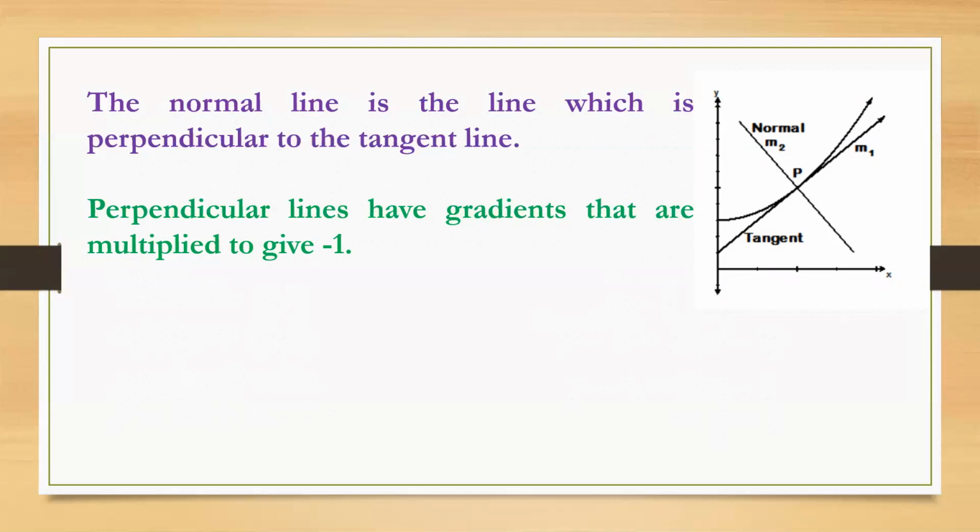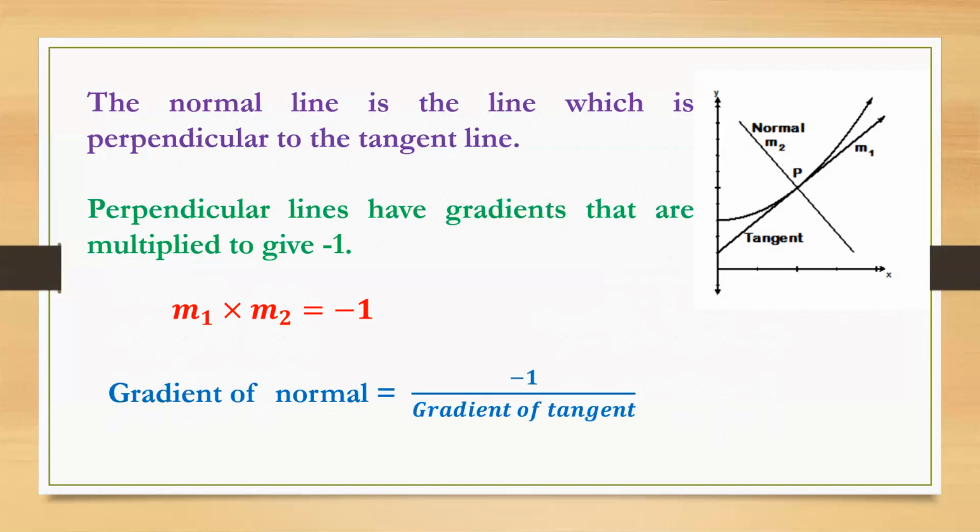You need to remember that perpendicular lines have gradients which when multiplied will give -1. I repeat, perpendicular lines will have gradients which when multiplied will give -1. So here, if the equation of a tangent has gradient m1 and the equation of a normal has gradient m2, so m1 times m2 would be equal to -1. In other words, the gradient of a normal will be equal to -1 over the gradient of a tangent. That is, m2 will be equal to -1 over m1.